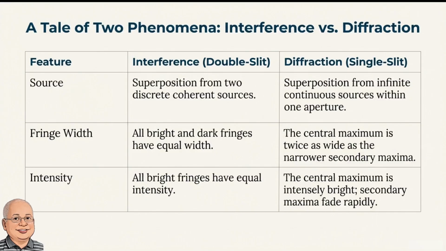Now there are two phenomena. One is interference, one is diffraction. Let us compare them. In interference, the double slit source is the superposition from two discrete coherent sources. In diffraction, the single slit source is the superposition from infinite continuous sources within one aperture. Fringe width: all bright and dark fringes have equal width in interference. The central maximum is twice as wide as the narrower secondary maxima in diffraction.